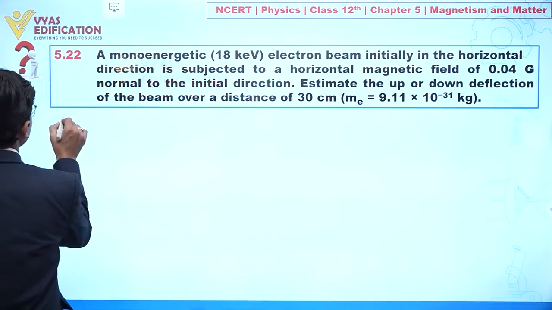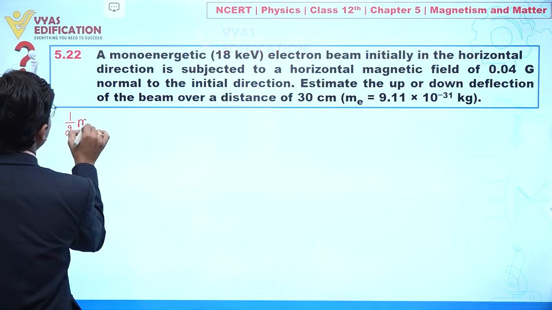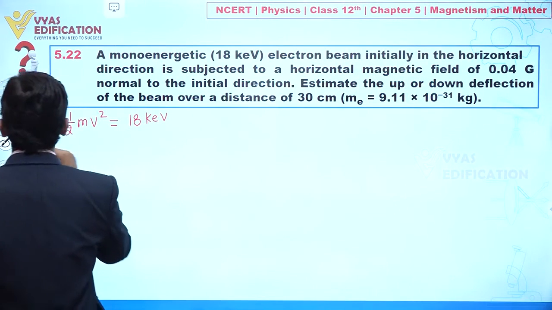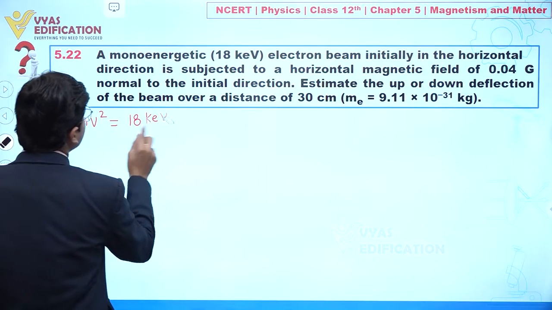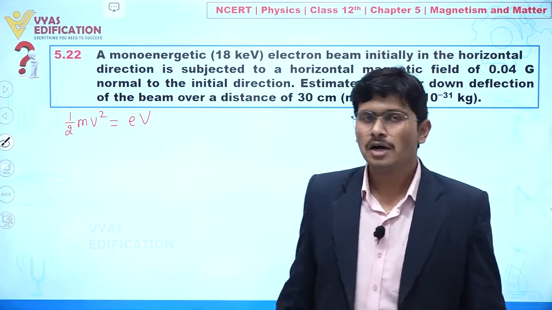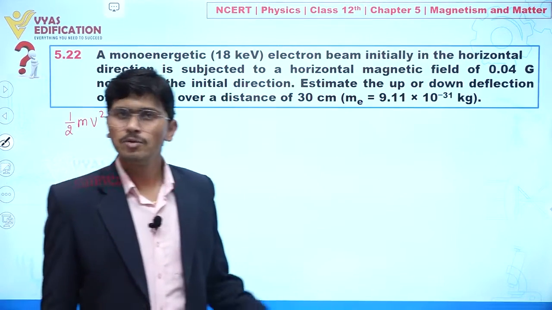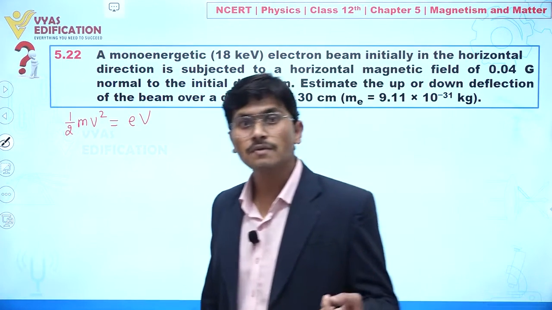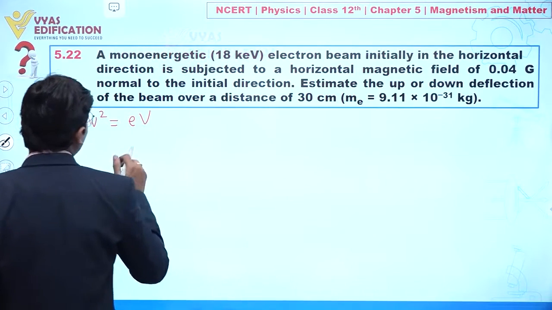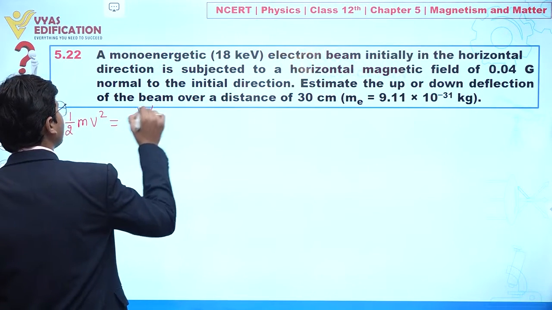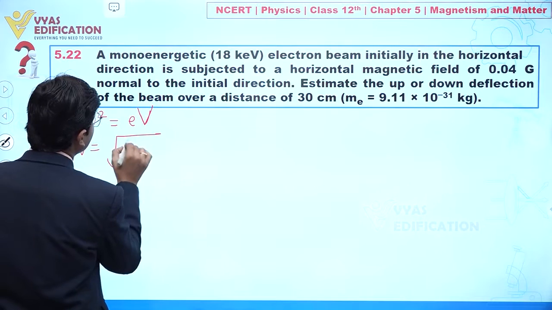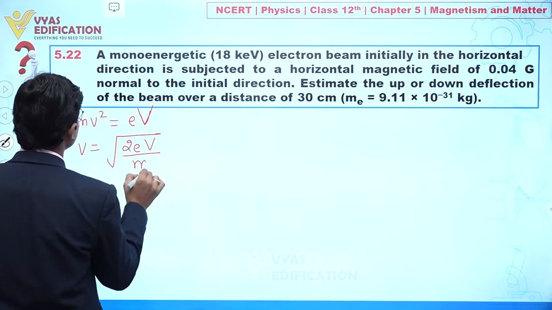Clear? So we can write like this, initial kinetic energy, it means half of mv square. This is given to you as 18 kilo electron volt. Clear? If we write in terms of formula, this is equal to eV. You know very well potential difference is given by W by Q. So from there we can write W equal to Q times V, and Q here is the charge of an electron. So this is equal to eV. Clear? So always keep in mind, this V is the potential difference, and this v is the velocity. So can we calculate the value of v? Yes, this is given by under root of 2eV divided by m.